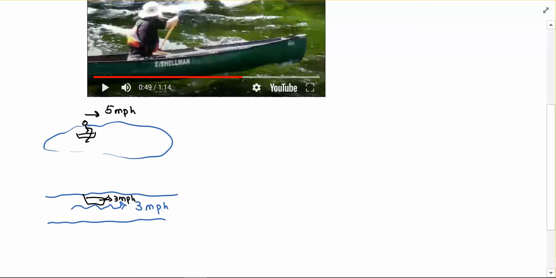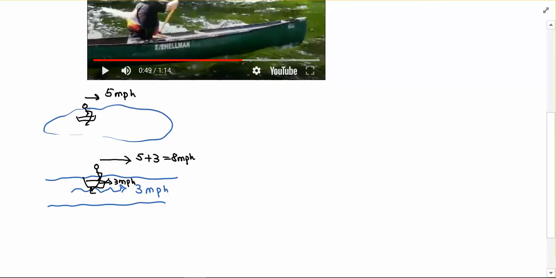But let's take this person and put them into this boat and have them row. Now we know this person can go at 5 miles per hour. The river on its own is flowing at 3 miles per hour. So together they would travel in that direction at 5 plus 3, or 8 miles per hour. If they're going in the same direction, as you see in this picture, this is called with the current.